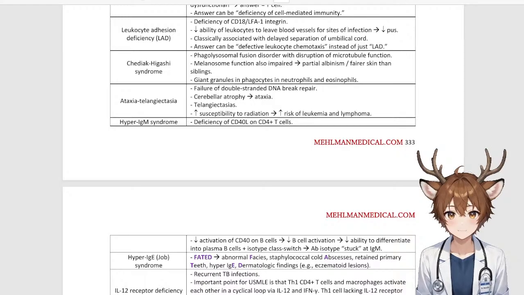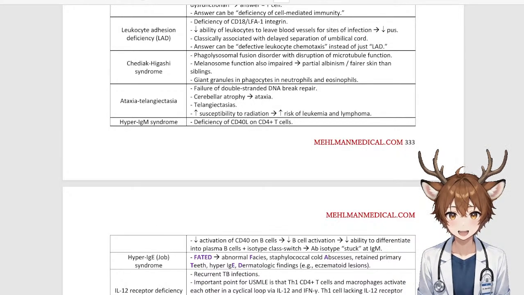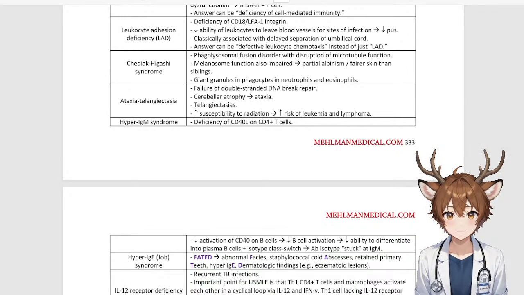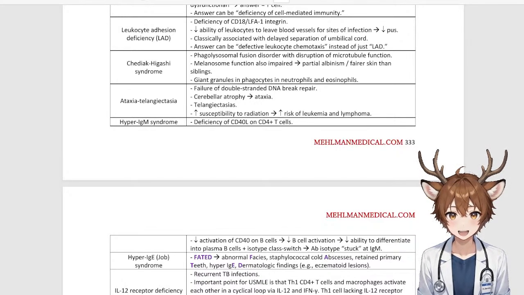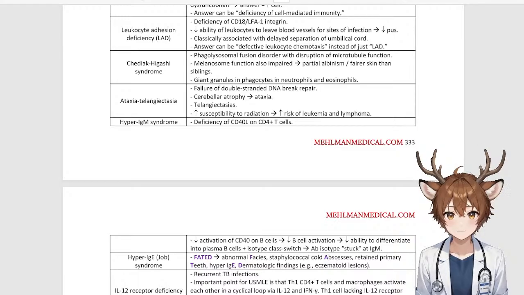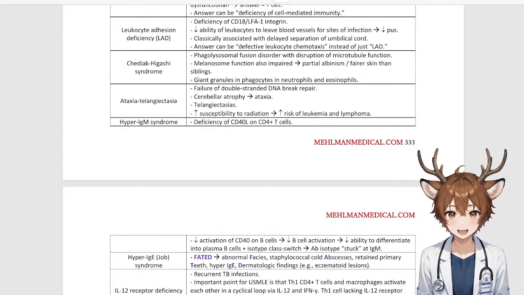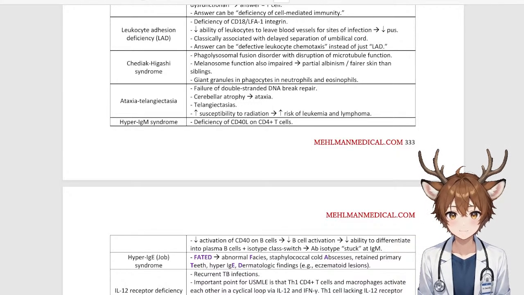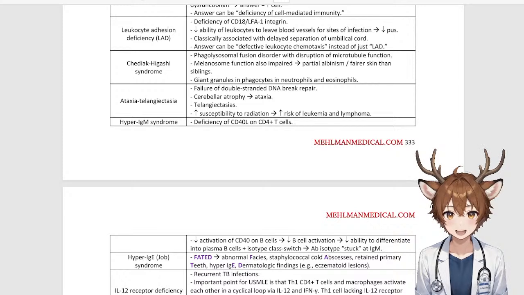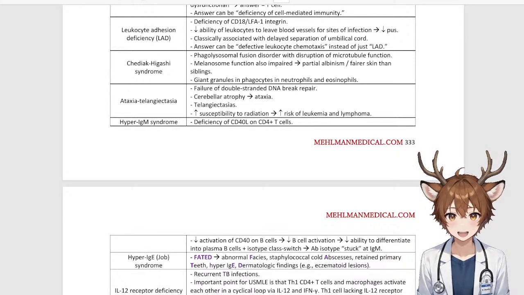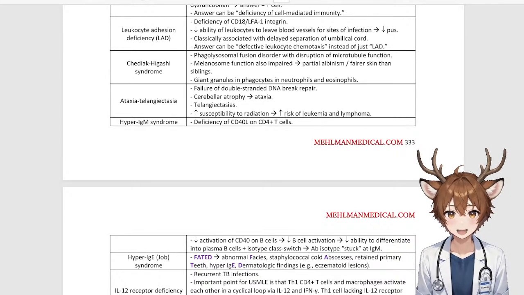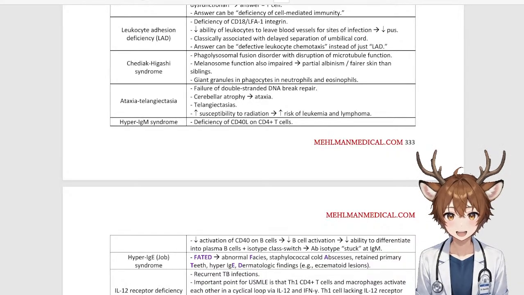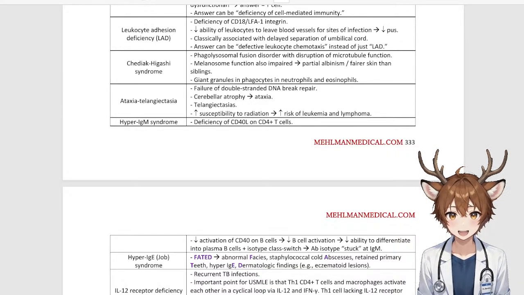Chediak-Higashi syndrome. Phagolysosome fusion disorder with disruption of microtubule function. Melanosome function also impaired, leading to partial albinism, fairer skin than siblings. Giant granules in phagocytes, in neutrophils and eosinophils. Ataxia-telangiectasia. Failure of double-stranded DNA break repair. Cerebellar atrophy leading to ataxia. Telangiectasias. Increased susceptibility to radiation leading to an elevated risk of leukemia and lymphoma.